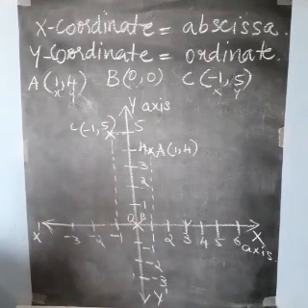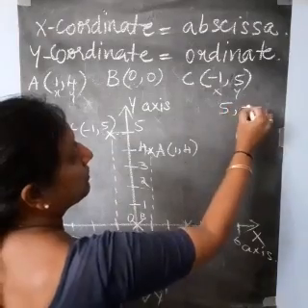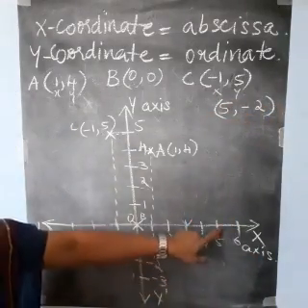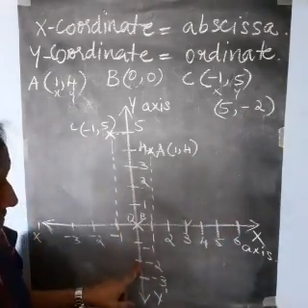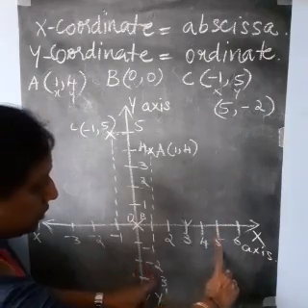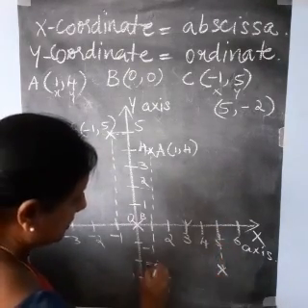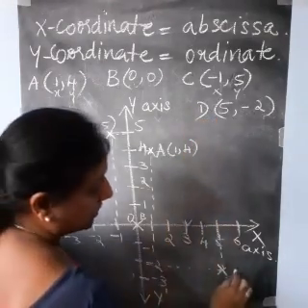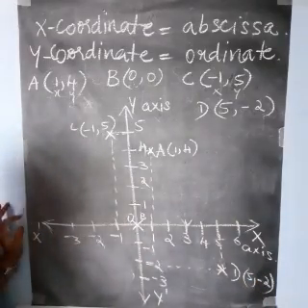Now supposing they ask you to plot a point, say 5, -2. Where is 5? 5 is on the x-axis, and -2 is on the y-axis, that is this point. So when you bring them, they will meet here, right? Extend this and -2, you will meet this. This will be your point, say D of 5, -2. Are you following how to plot points?